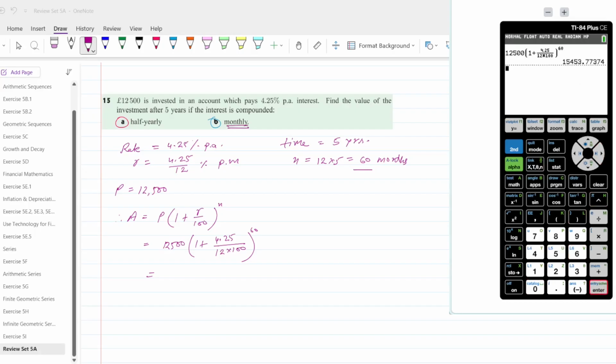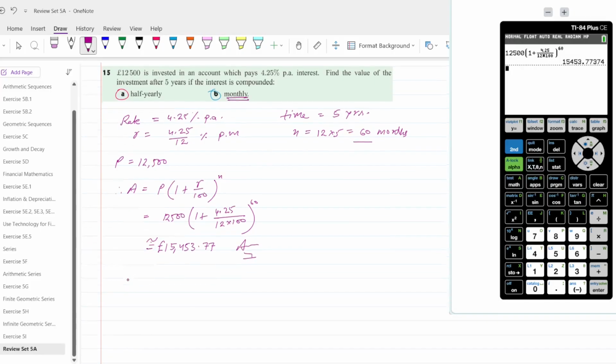So it becomes 15,453.77 pounds. That's the answer. Let's go to the next problem.